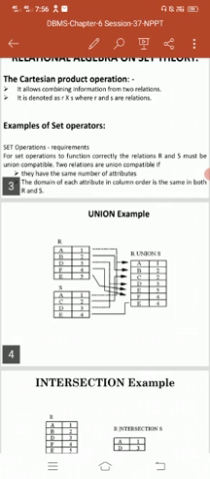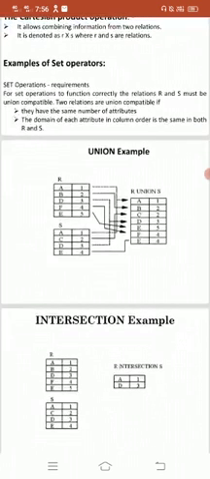For set operations to function correctly, the relations R and S must be union compatible. Two relations are union compatible if they have the same number of attributes, and the domain of each attribute in column order is the same in both R and S. That is the requirement for set operators.